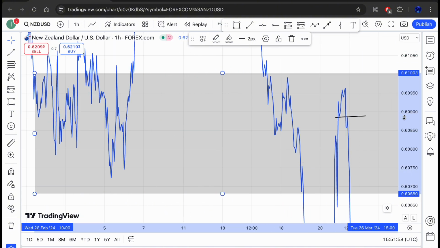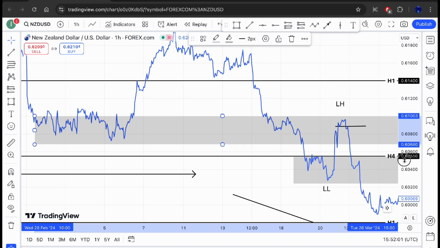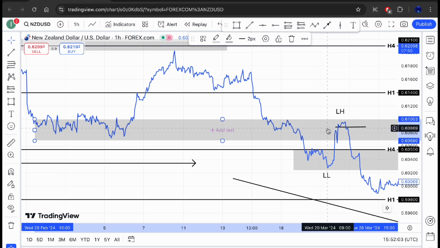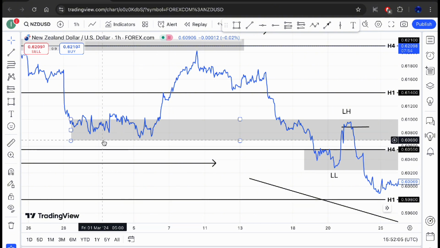This is almost the same thing that happened on the bigger time frame. So let me show you guys the example in the bigger time frame. We saw that this was our previous support.